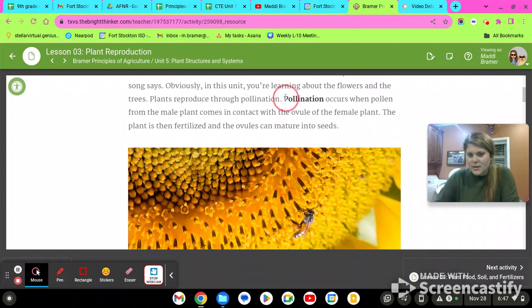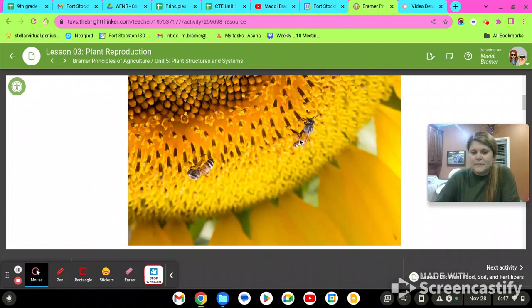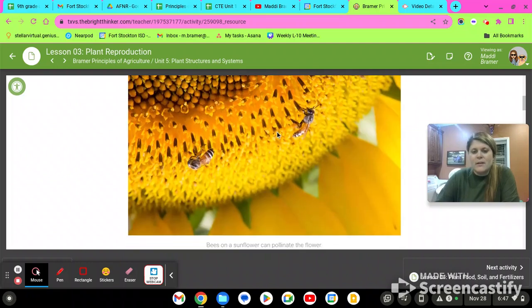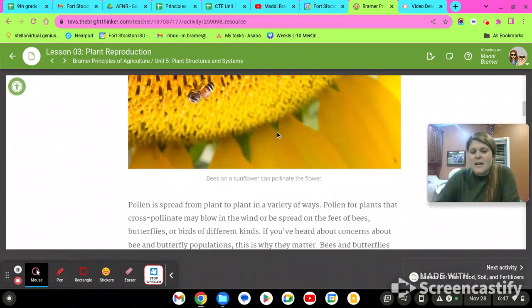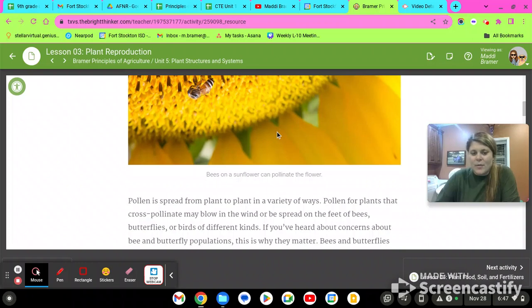So we touched on it already, but pollination is when pollen from the male plant, remember those male parts, the stamen, comes in contact with the ovule of the female plant. Plant is then fertilized and the ovules mature into seeds. So here's a good picture of bees getting that pollen from, looks like a sunflower, and then they'll go to another sunflower and they will drop the pollen down the stigma into the ovary of that plant.